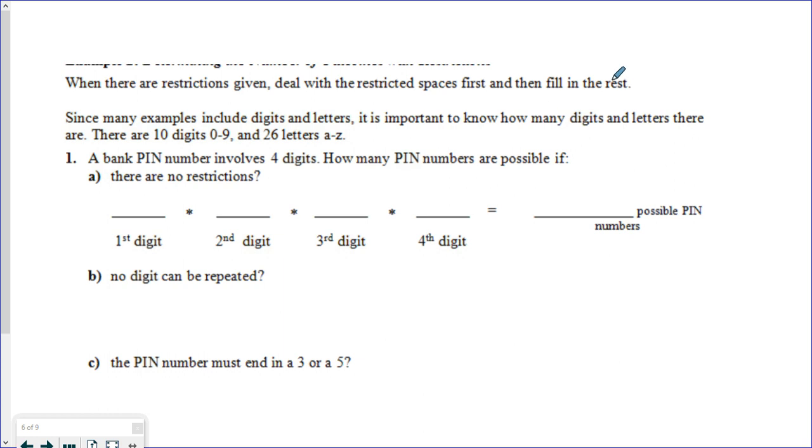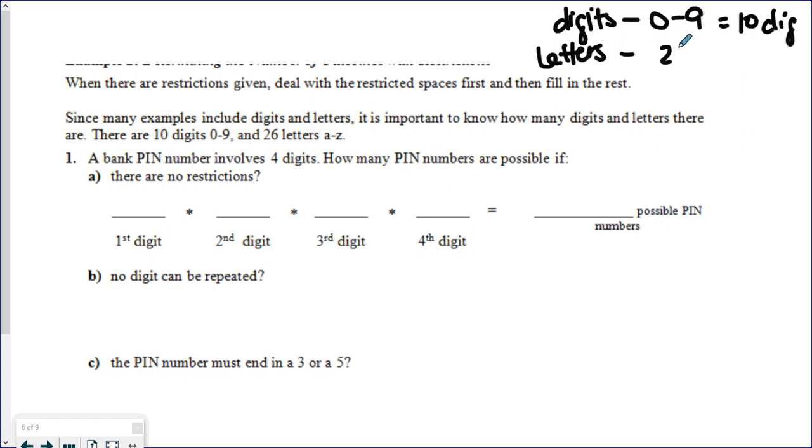So in this unit, you're going to need to know a couple different things. You need to know that digits are 0 through 9. So there's actually 10 digits. Letters, there are 26 letters. If we talk about a standard die or a standard set of dice, there are 6 sides.